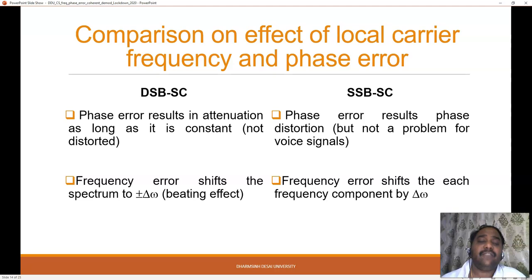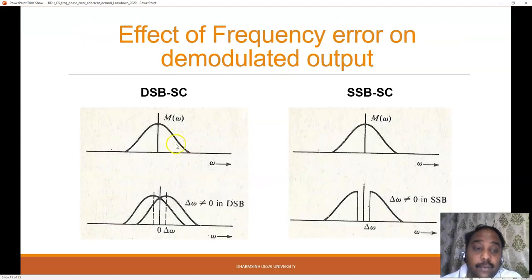Now let us see the frequency error. In the case of DSB-SC, we have seen that it will shift the spectrum by plus minus delta omega, which results in the beating effect. In the SSB-SC, it shifts each frequency component by delta omega. It will be more clear if I show. Suppose your m of t has the Fourier transform M of omega in this shape, without any loss of generality. With frequency error, if you are demodulating, you will get the same spectrum centered at plus delta omega and minus delta omega. Now see here, the low frequency sinusoids, the two frequency components, overlap with each other. So that will result in a beating effect.